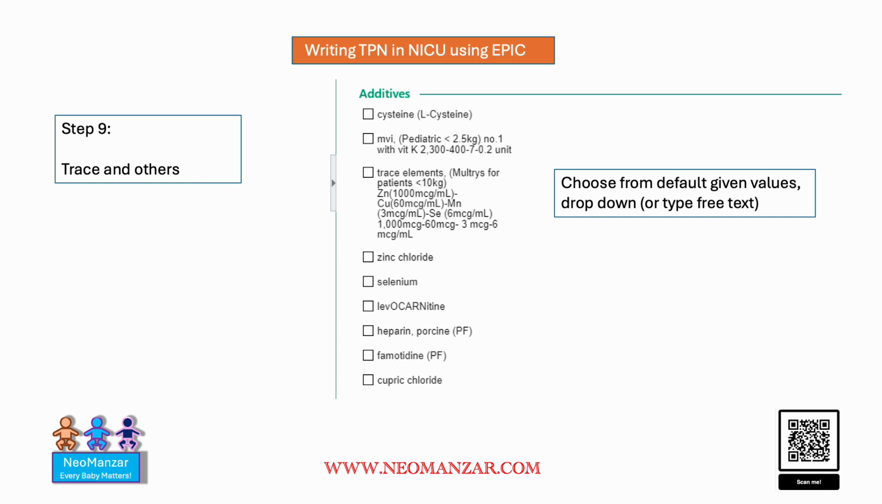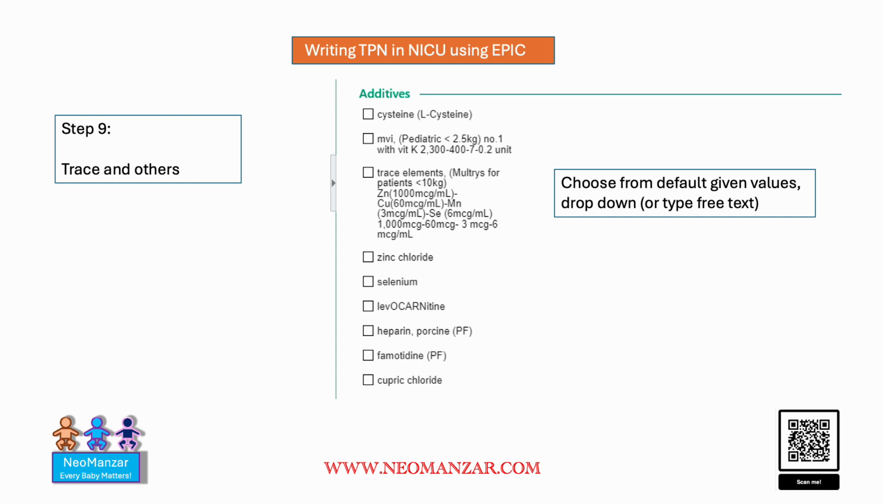Same thing with multivitamin. You'll be given a dose and the drop down will give you options based on the weight of the baby. So you just select that. Like in this case, you will select the lower option because the baby is less than a kilo. Same thing with trace elements. Check that off and make sure you choose the right amount depending upon the weight of the baby. Zinc, we select. Selenium, we don't select automatically. Levocarnitine, we select if the TPN is going beyond 2 weeks.